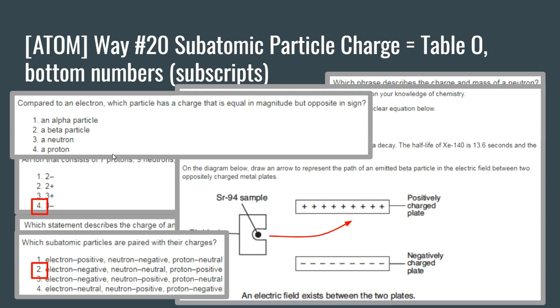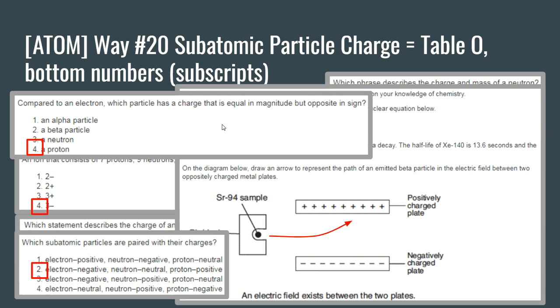Okay, we know that an electron is negative. It has a -1 charge, so the magnitude is 1, but its sign is negative. Therefore, we're looking for a particle whose charge is 1, but sign is positive. The only one that fits that criteria is answer choice 4, a proton. A proton has a +1 charge, an electron has a -1 charge. They are equal in magnitude. They both have a value of 1, but opposite charge.